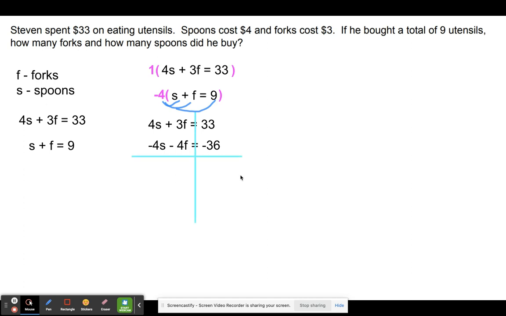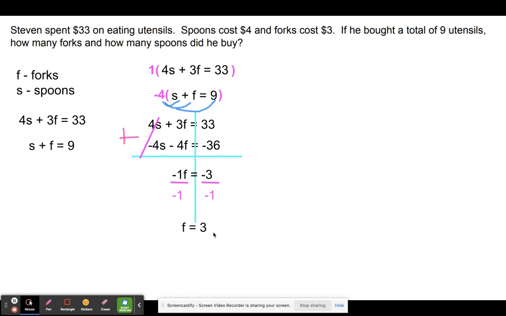Okay, so set up my line. I'm going to eliminate the 4S. Now I'm going to add up what I have left. So remember that whatever you have left, we're going to add it up together. So you add these two equations now. Okay, so now 3 minus 4F is negative 1F, and 33 minus 36 is negative 3. Now, divide both sides by negative 1, and I get F equals positive 3.